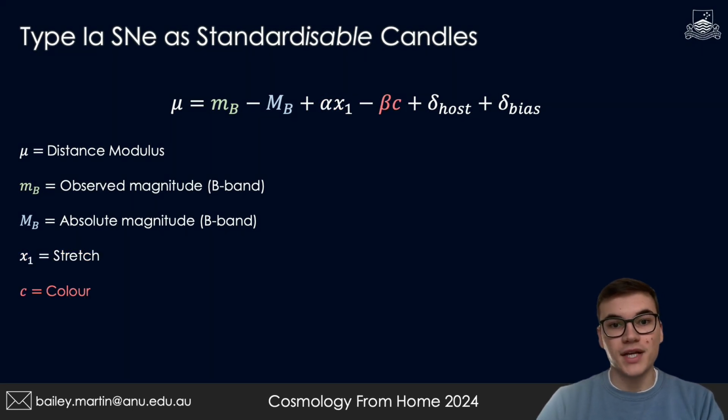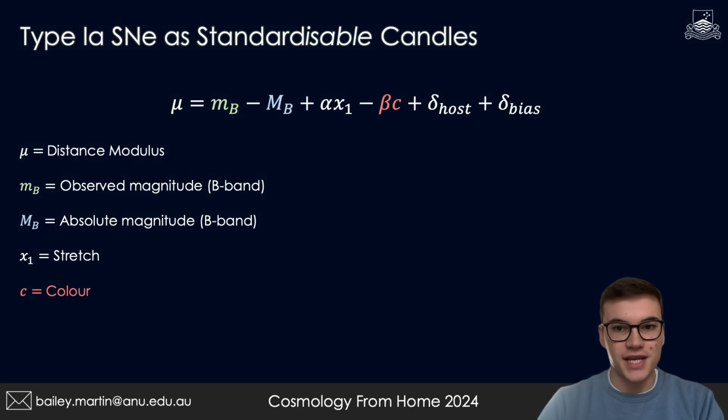We also correct for the color of the supernova with the parameter C. This is the B-V color of the supernova at its peak brightness, with positive values denoting redder supernovae and negative values denoting bluer supernovae. This color parameter accounts for both an intrinsic color luminosity relation for Type Ias, but also the impact of dust attenuation.